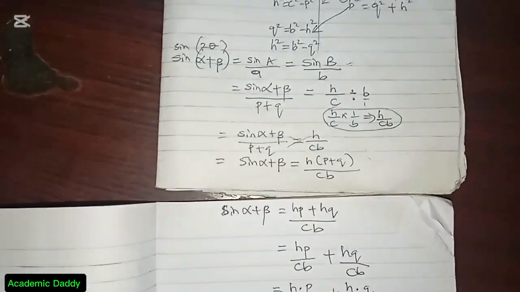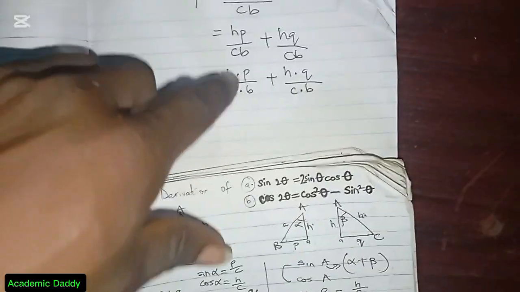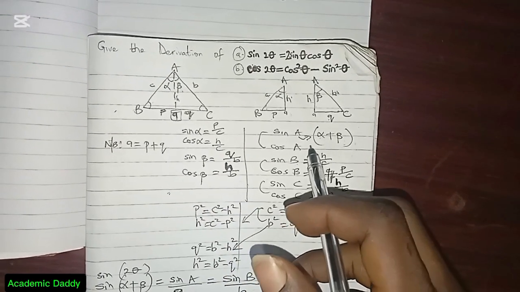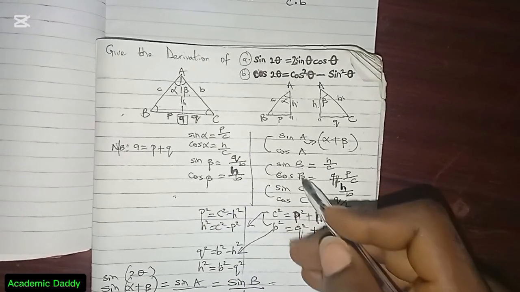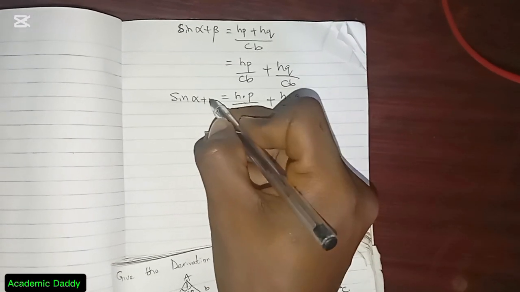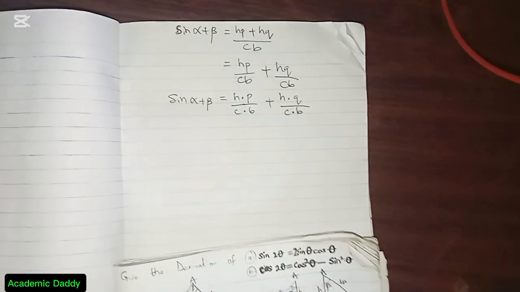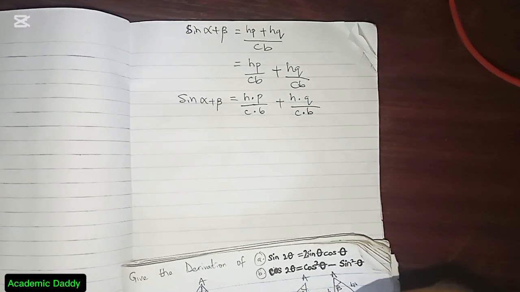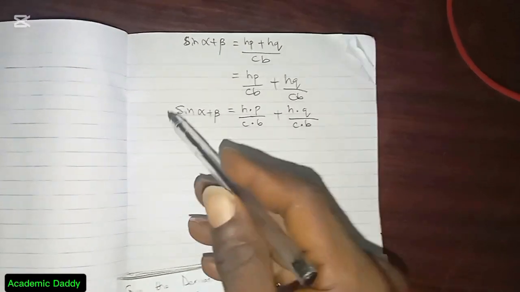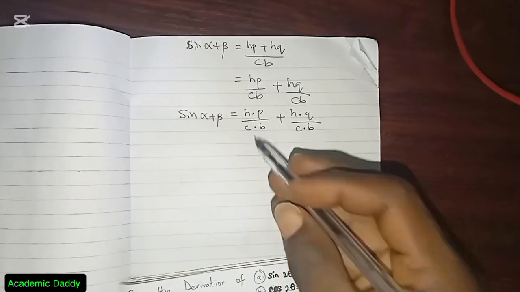Alright, now we'll go back and check. When we started, from what we have here, what is H over C? Do we have anything like H over C when we listed out the things we have from this triangle? That is for alpha and beta. Notice I'm looking at sine alpha plus beta. I'm trying to get sine alpha plus beta to equal what is on the other side.